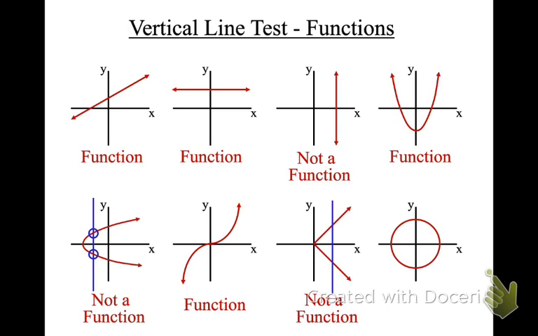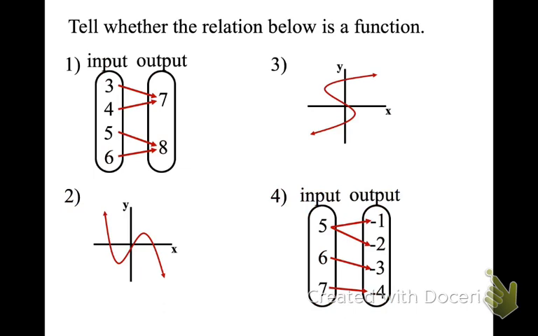And the last one, no matter where it's at, it's crossing at 2 points in the same moment in time. So it's not a function. So we now know what it looks like in the map, in the graph, and also in the table. So number 1, I want you to pause the recording and tell me if these are a function.